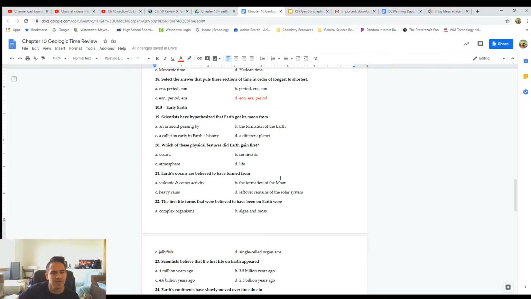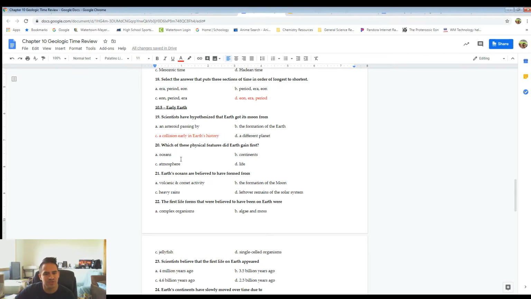10.5, number 19, scientists have hypothesized that Earth got its moon from. We think the moon formed from a collision very early in Earth's history. We think it was hit by a planet roughly the size of Mars, a glancing blow that blew a bunch of stuff off of the Earth, which then eventually formed the moon. This comes from the fact that moon rocks are primarily made from the same kind of material as Earth rocks on the surface. If you go deeper down in Earth, you find rocks with more heavy metals in them, and moon rocks don't have that. So we think it primarily formed from the Earth.